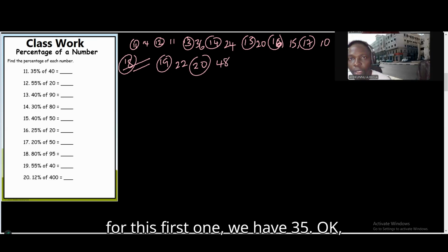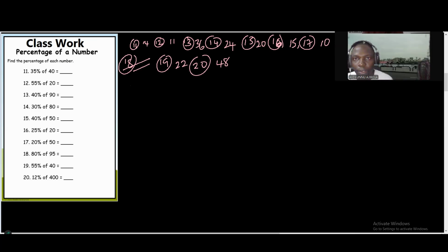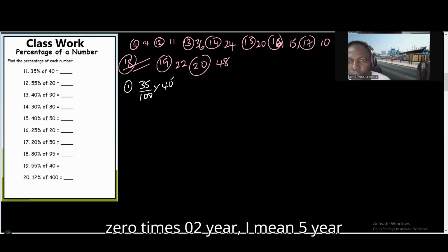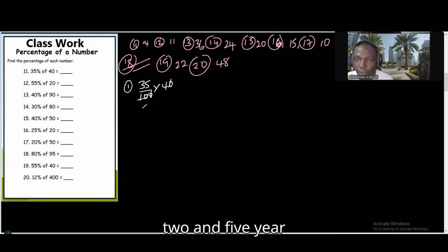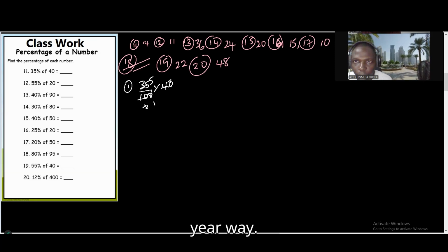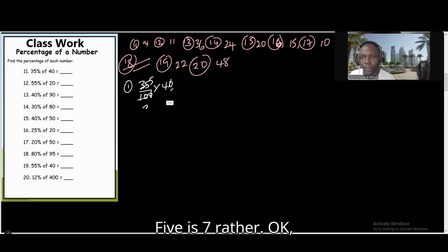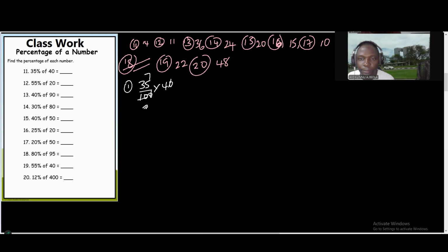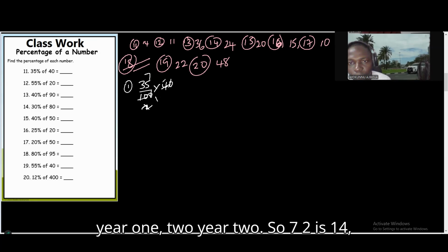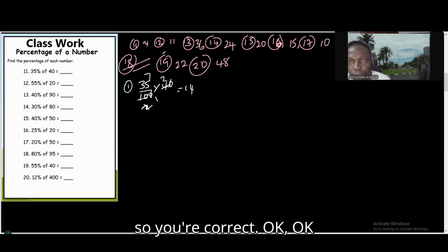So for this first one, we have 35 over 100 times 40. The zeros cancel, 5 here 2, and 5 here 7, 2 here 1, 2 here 2. So 7 times 2 is 14. So you're correct.